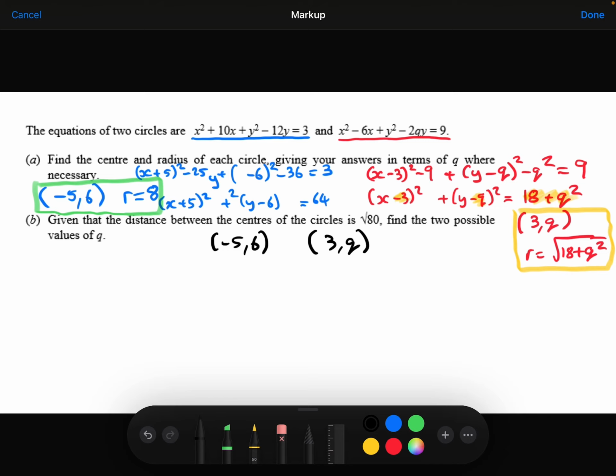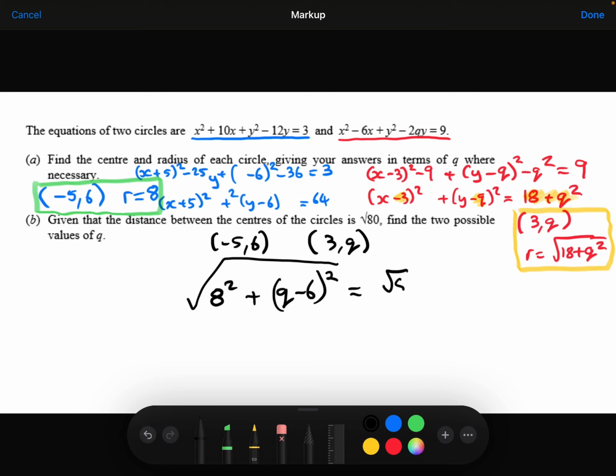So let's do a little bit of Pythagoras here. The difference between the x coordinates is 8, the difference between minus 5 and 3. So we've got 8 squared plus the difference between the y coordinates, q minus 6 squared, all square rooted, would equal root 80.